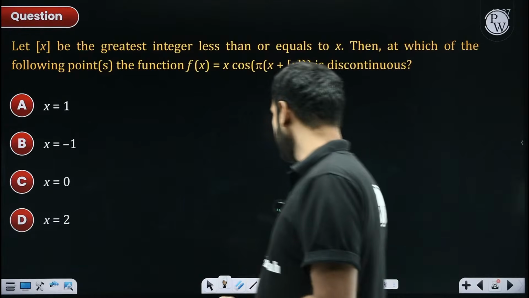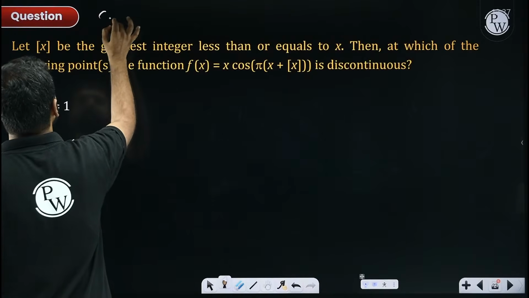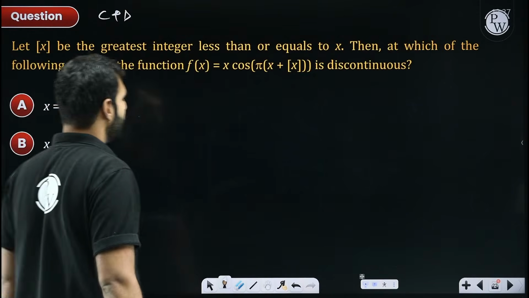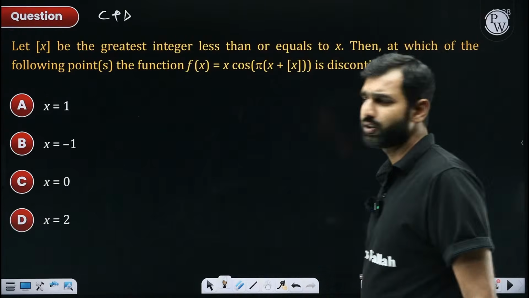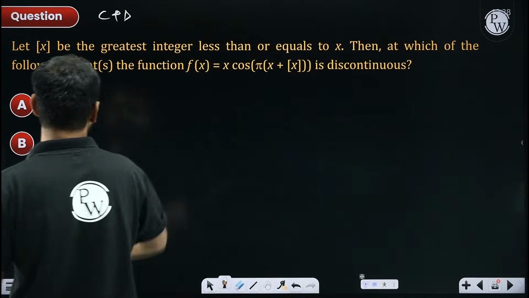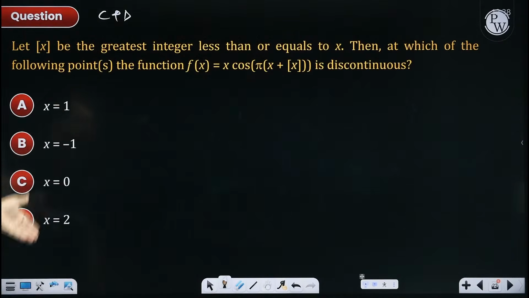Now, let's solve this question. This question is clearly again a question based on continuity and differentiability. Let's see how many of you get this, and then we'll discuss it together. Now, pay attention to this part. Let f of x be the greatest integer function. At which of the following points is the function discontinuous?